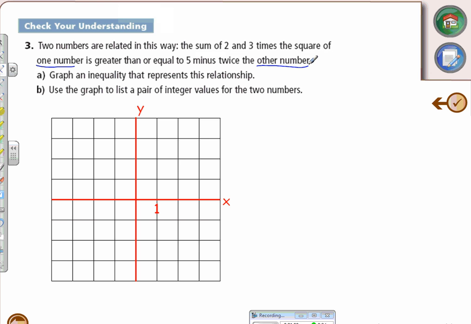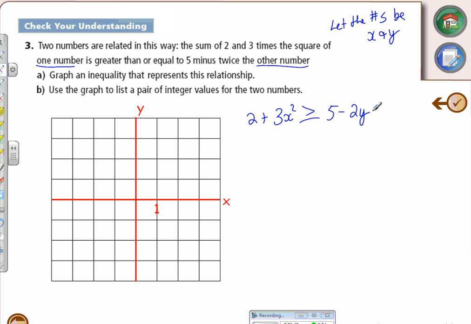Well, let's let the numbers be x and y. Define your variables. So I've got my x and y. The sum, so plus 2 and 3 times the square of a number, 3x squared, is greater than or equal to 5 minus twice the other number.